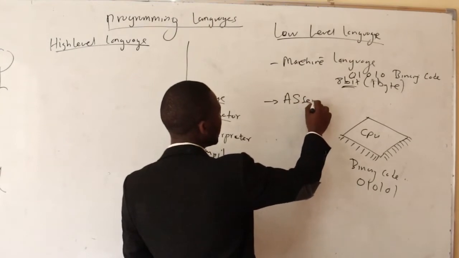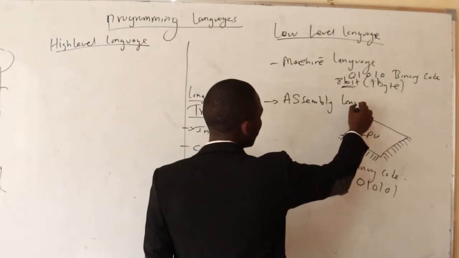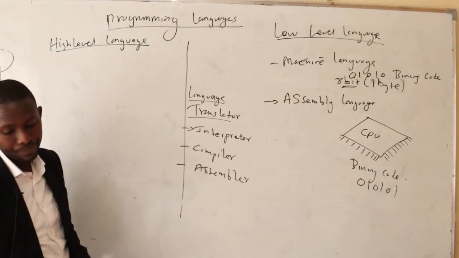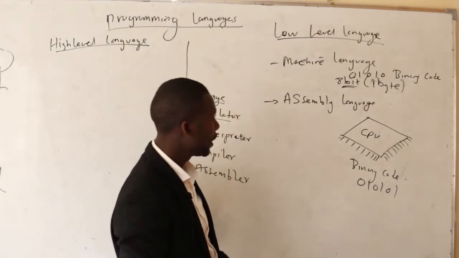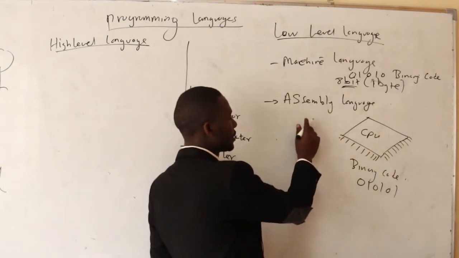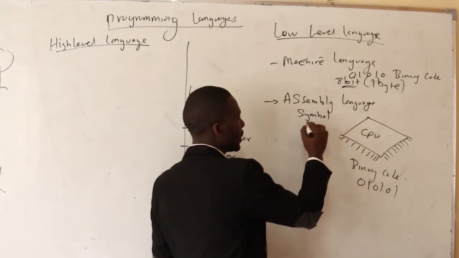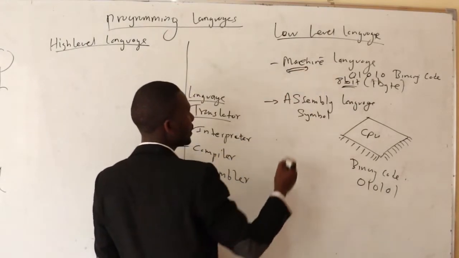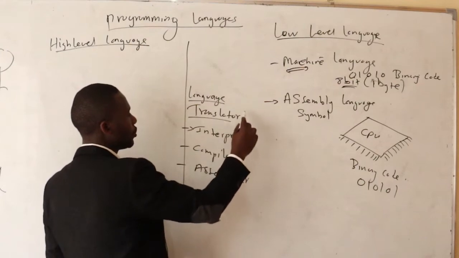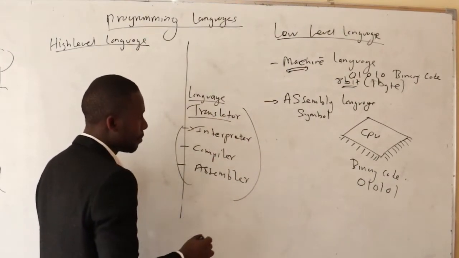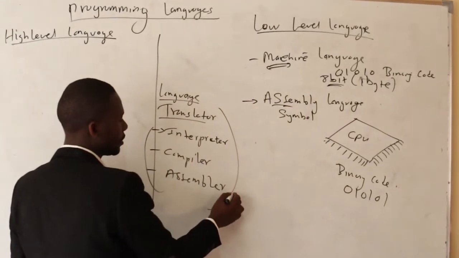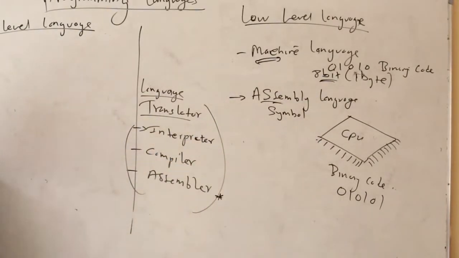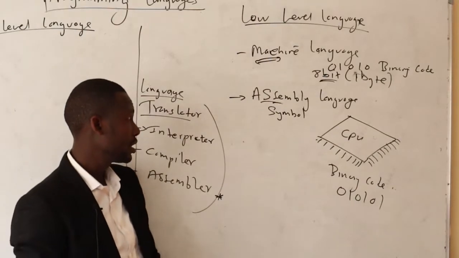The other language is assembly language. The assembly language was established to make it easier to program. This is the language of symbols, that is special characters. So from the word symbol, we get the assembly language. Machine language need not be translated because it's already in machine readable form. It will not require language translators. But the assembly language requires an assembler to translate it to machine readable form.